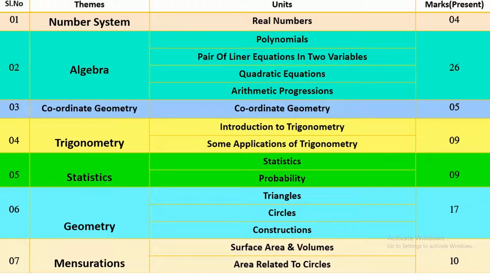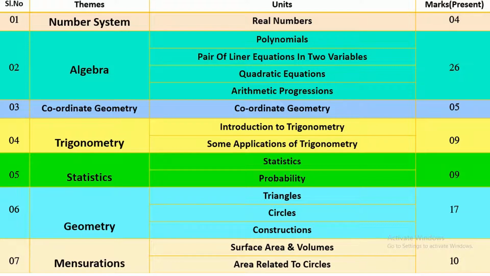The last theme is mensuration. The mensuration includes surface area and volume, and another one is area related to circles. For these 2 units, 10 marks is allotted. So totally 80 marks is distributed between the themes, theme based.